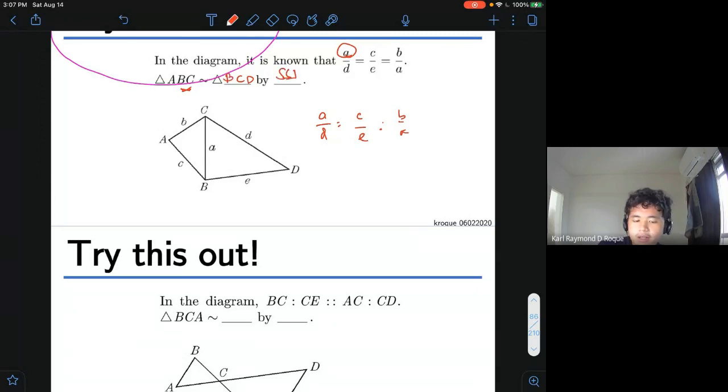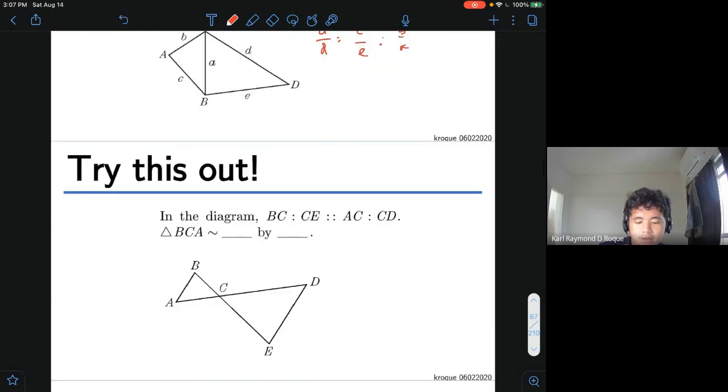SSS for sure. Let's see. BC is to CD. C is to E. What is C is to E? AB is to BD. AB, wrong. Maybe this one. Let's try again. BD is to AB. Then B is to A. That is AC is to CB. There, correct. So, you see, I just rearranged the letters. I got the answer. It's that simple.